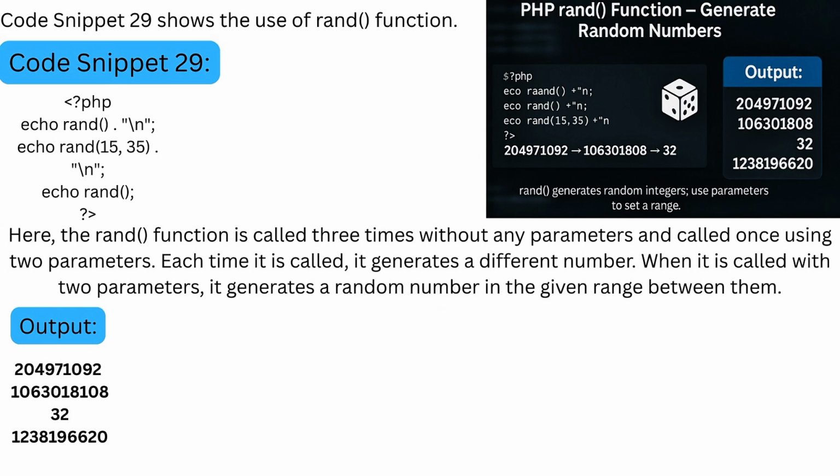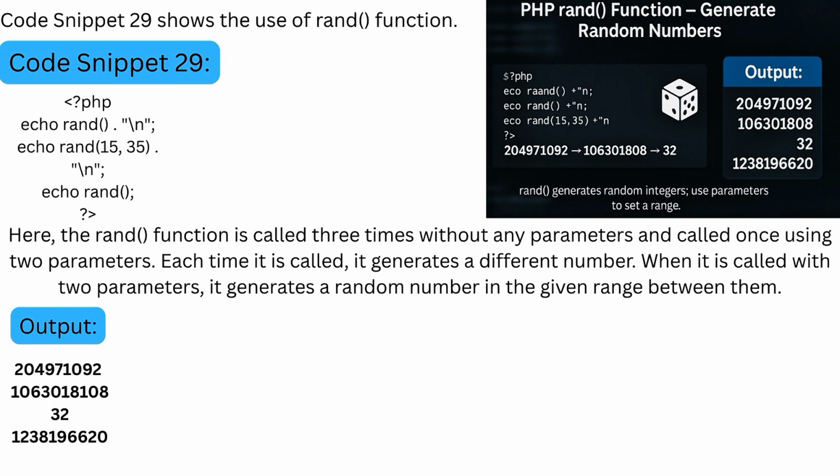When the function is called with parameters, like rand open parenthesis 15, comma, 35 close parenthesis, PHP generates a random number between 15 and 35. In this case, the output shown in the image is 32, which lies within that range. So, in short, each time you use the rand function, it produces a different result. This makes it extremely useful for cases where randomness is required. For example, generating random IDs, passwords, test data, or even random outcomes in games and simulations.